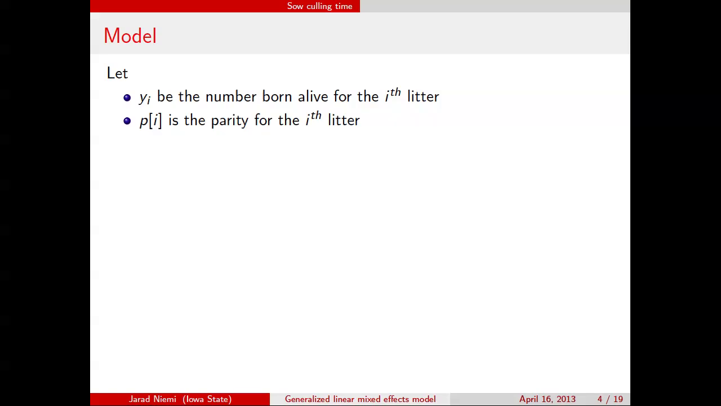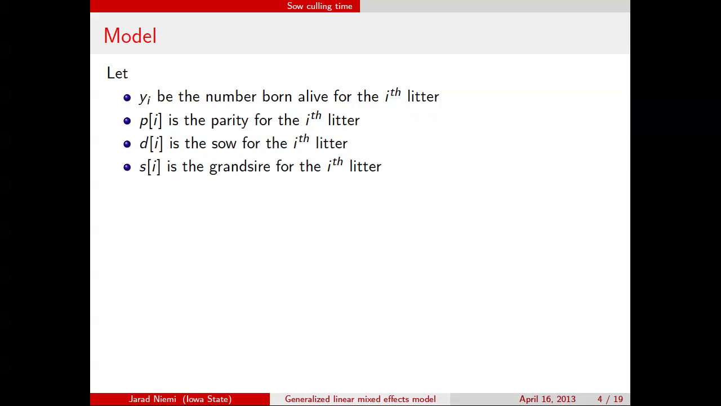And then I'm going to introduce the model here in the JAGS notation. So here, pi is going to be a function that returns for each litter i which parity it was for that sow. Was it the first litter for that sow, the second litter for that sow, and so forth. Di, the D used to stand for dam. Now it stands for sow. So in all the notation, you end up using D. So when you think D, you could think dam, or you could think sow. So this di function just returns which was the mother for that litter. Si returns the grandsire for that litter.